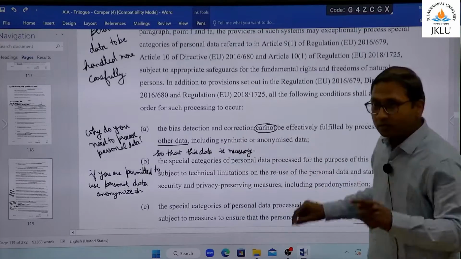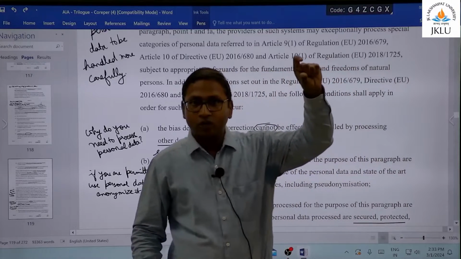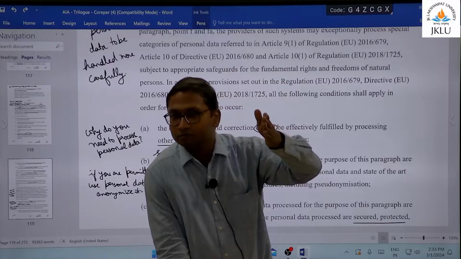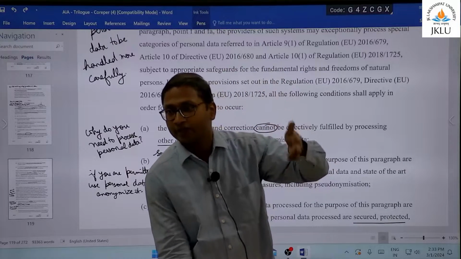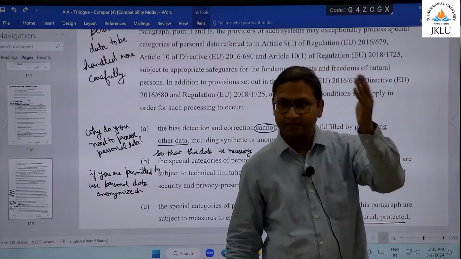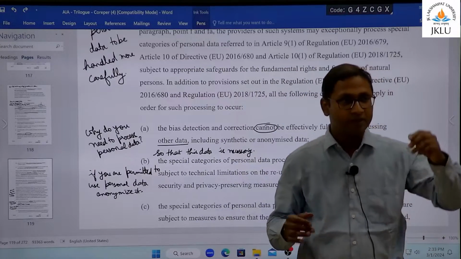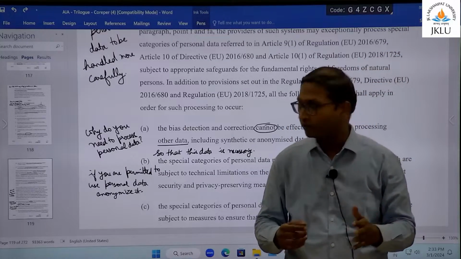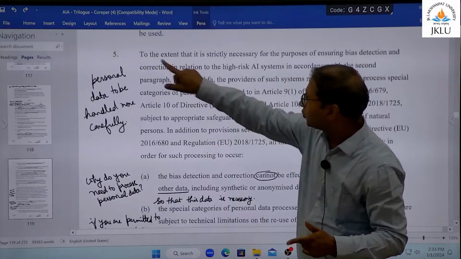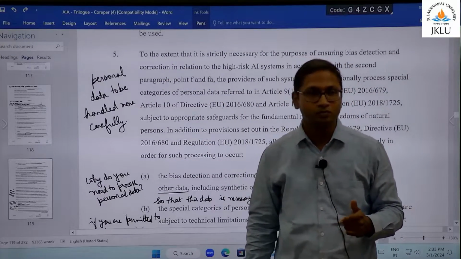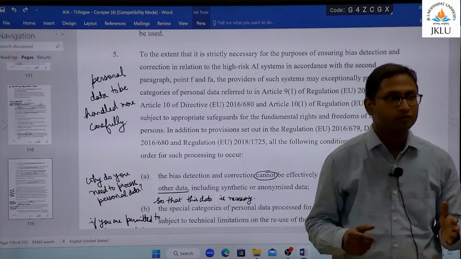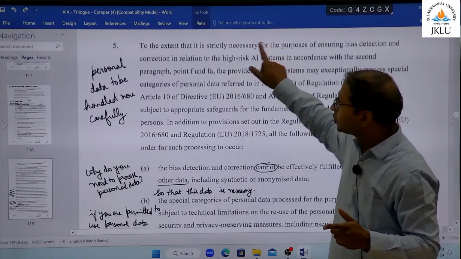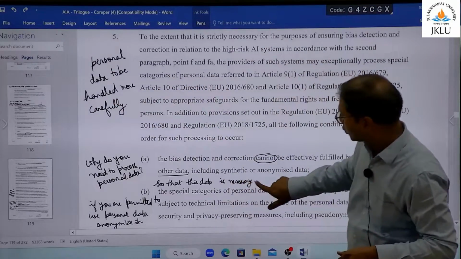So paragraph 1 talked about if you are doing AI through training, validation and test sets, then the quality criteria must be met. Quality criteria is provided in 2 to 5; 2 to 4 is over, geographical is done in 4. 5 says if you want to process personal data, I give you more criteria here.